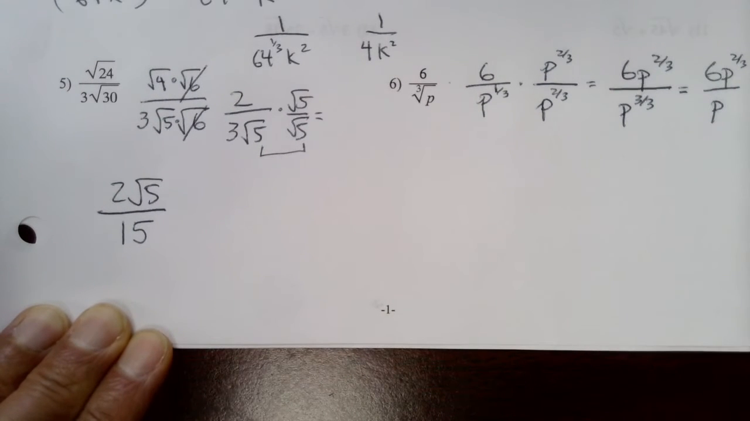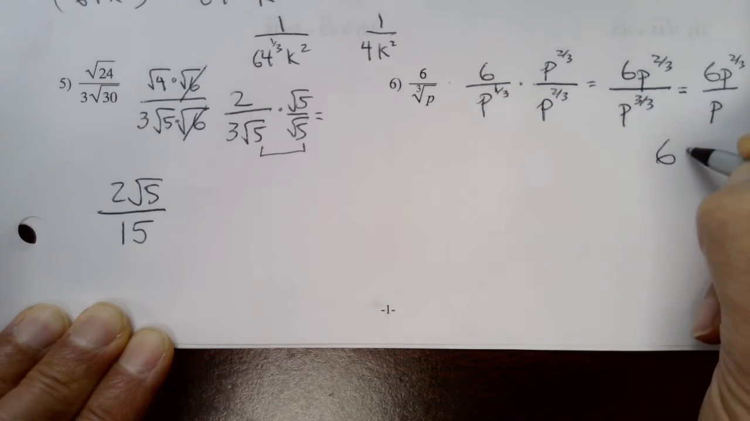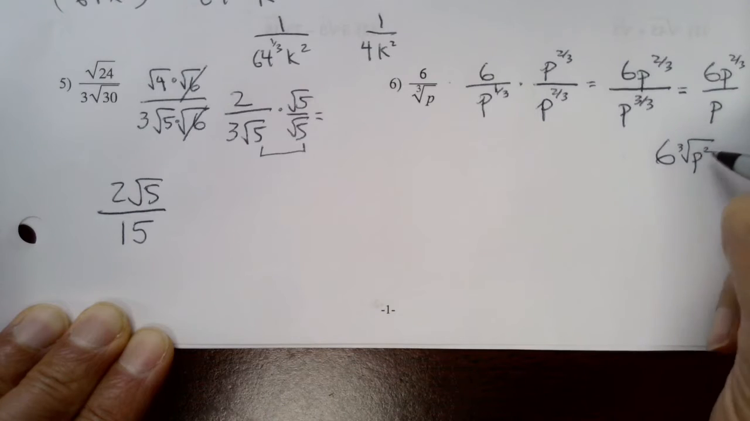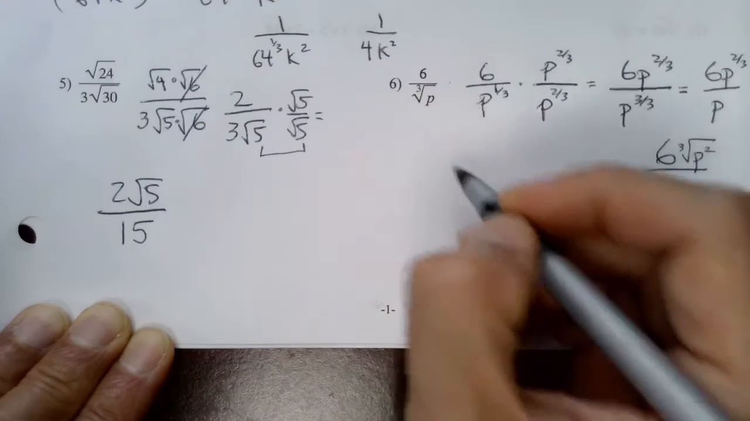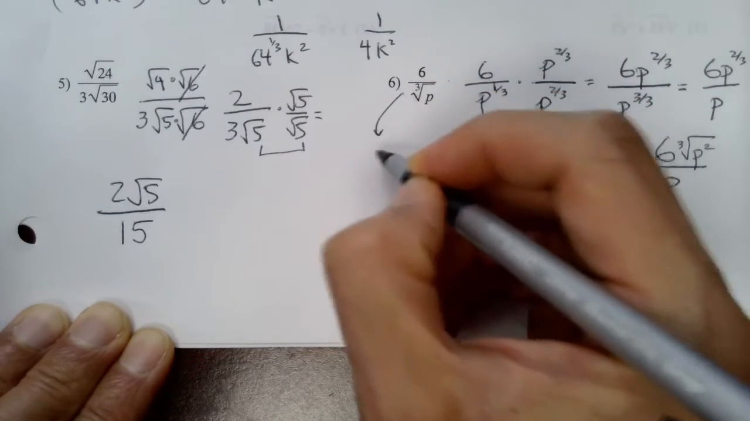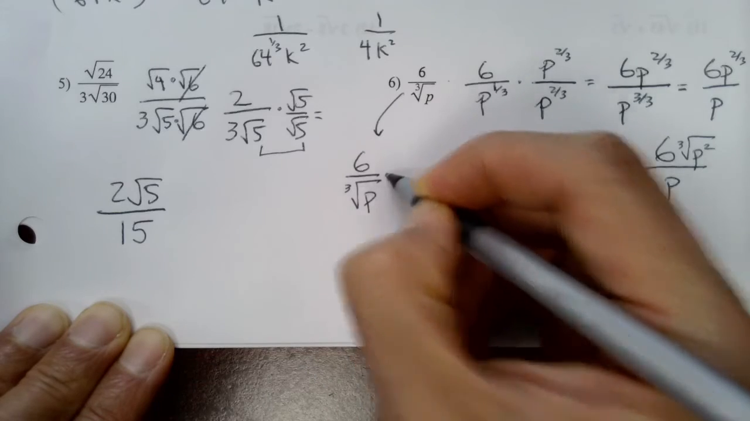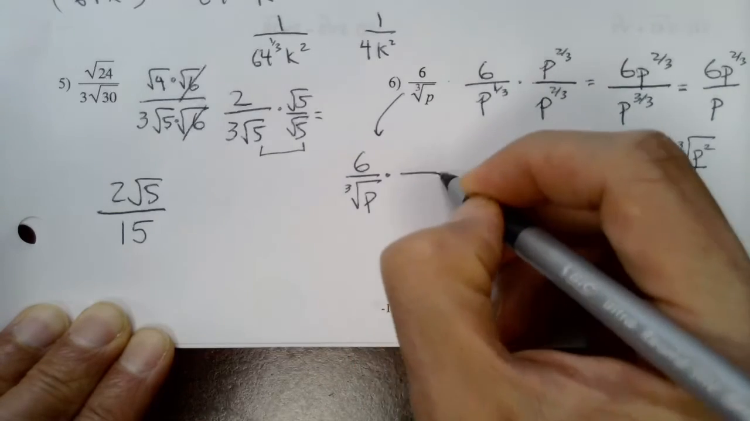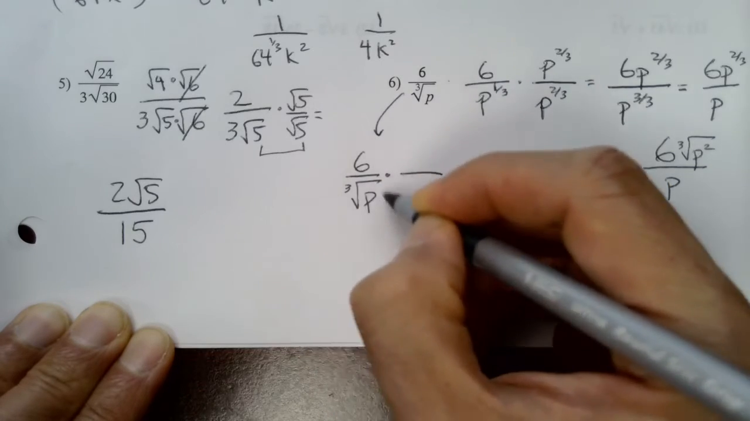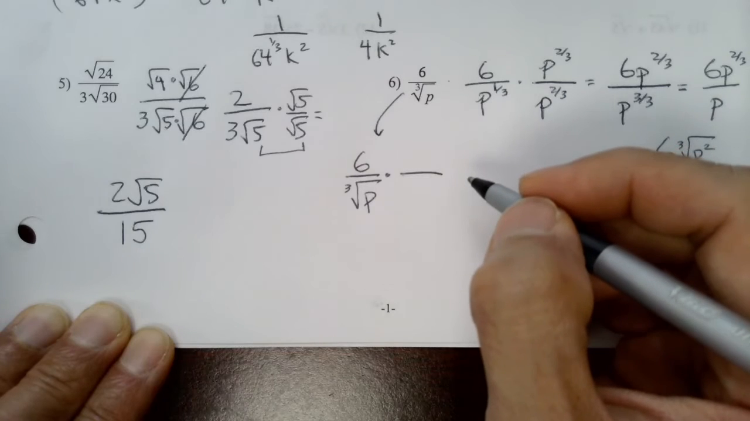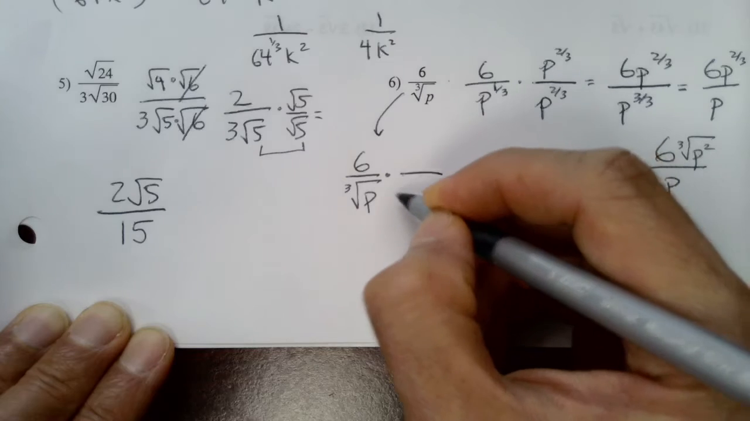Okay. If you wanted a radical instead of a rational exponent, you'd have 6 cube root of p squared, and all of that over p. If you work with radicals from the beginning, you might think of it this way, cube root of p. Well, I need to multiply by whatever it takes to turn that into something that simplifies down to a number that doesn't require a radical.